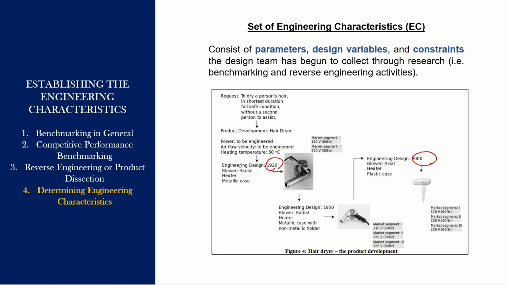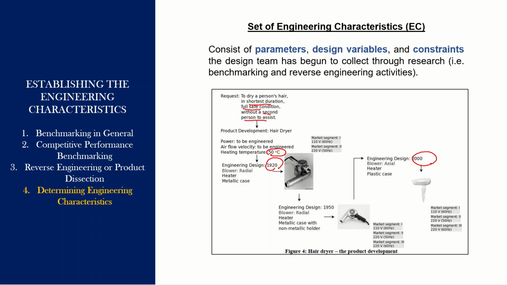You can see the request is to dry a person's hair in the shortest duration, in a fully safe condition, without a second person to assist. So power needs to be engineered, which is something the team needs to work on, and airflow velocity needs to be engineered. Heating temperature is fixed. This is the constraint. The constraints that we need to consider are maybe the type of material, and the airflow velocity that cannot exceed, that cannot lead to a higher heating temperature, and the power.